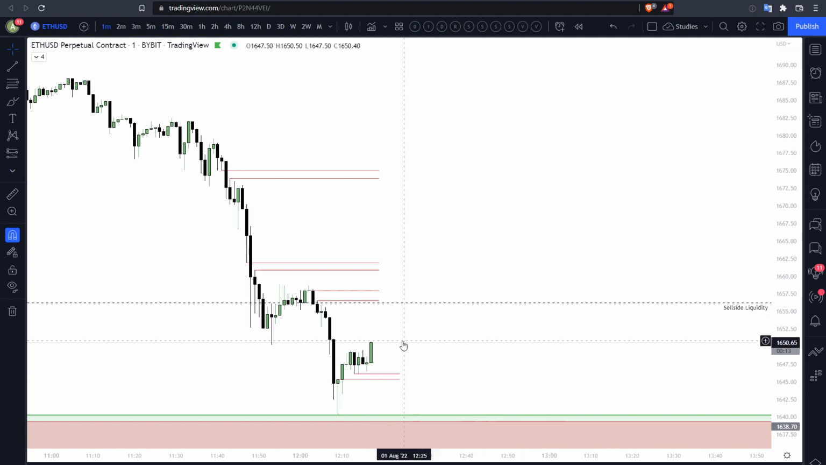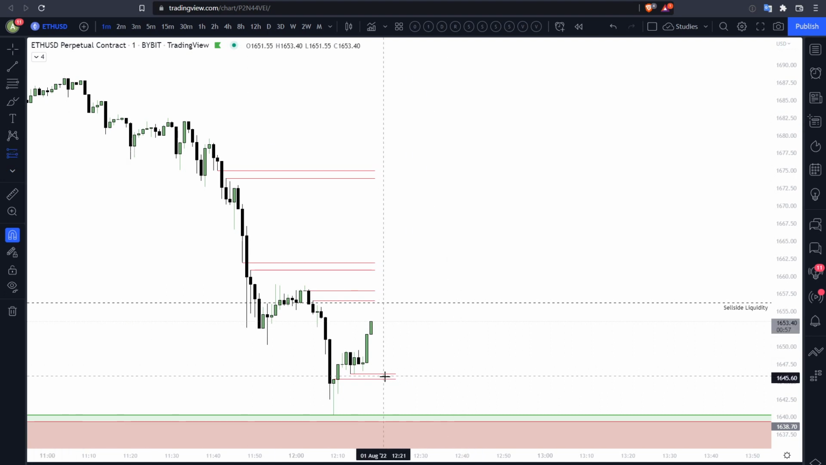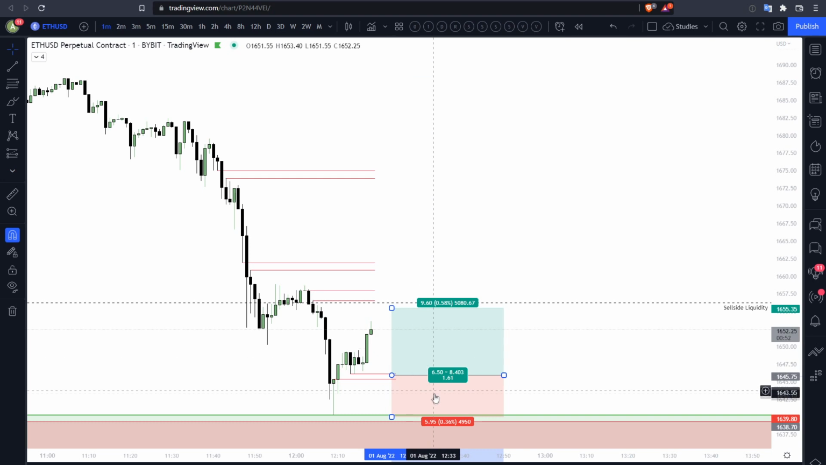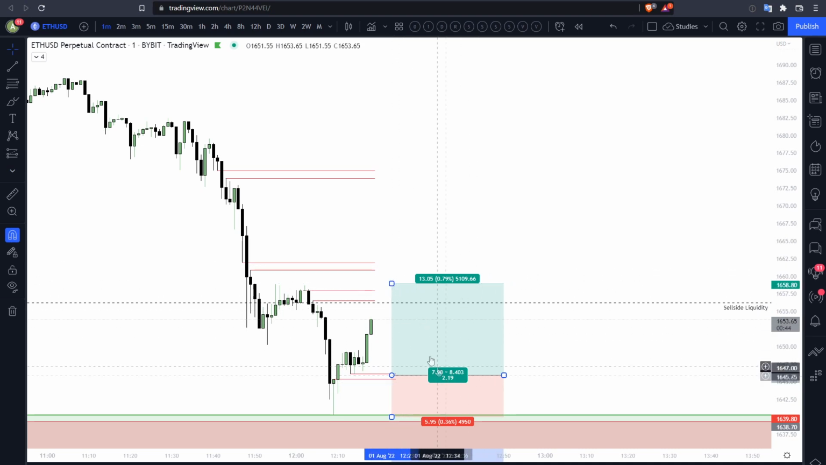Alright, looks like we've got ourselves a long setup. Once the price returns into this fair value gap, this is our potential long entry. Now let's check what's the risk to reward. 36.36%, okay. 2 to 1.